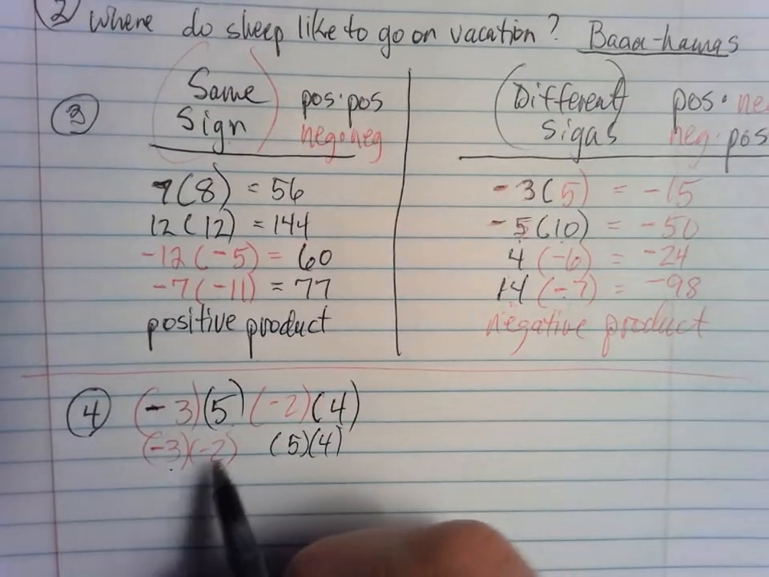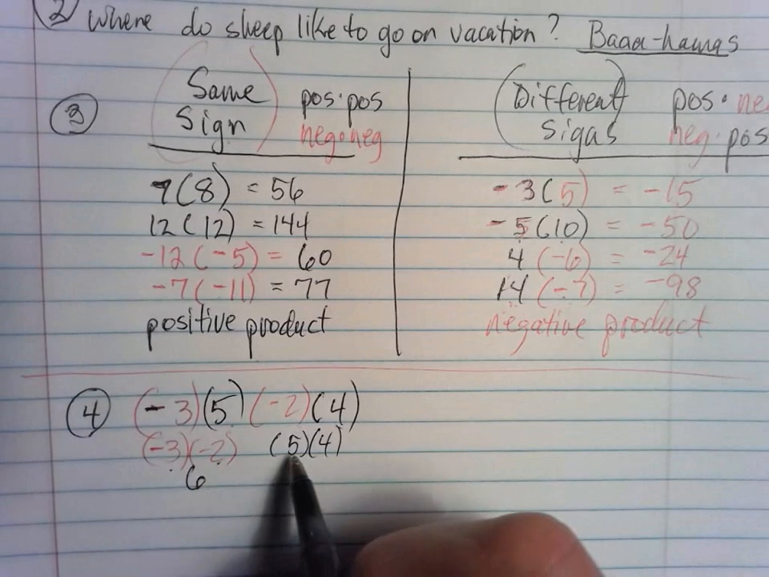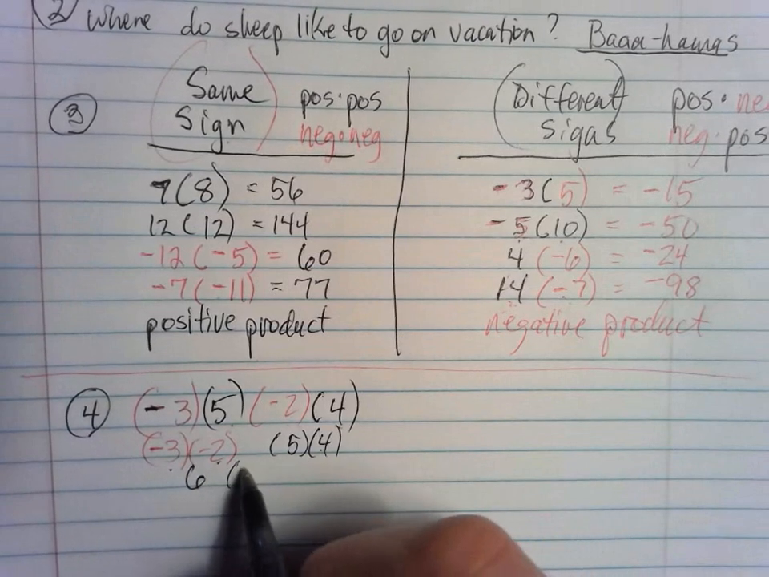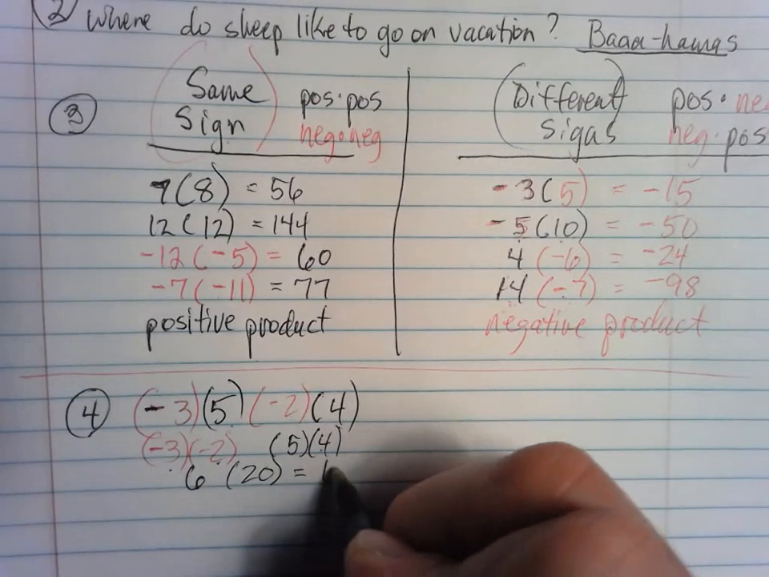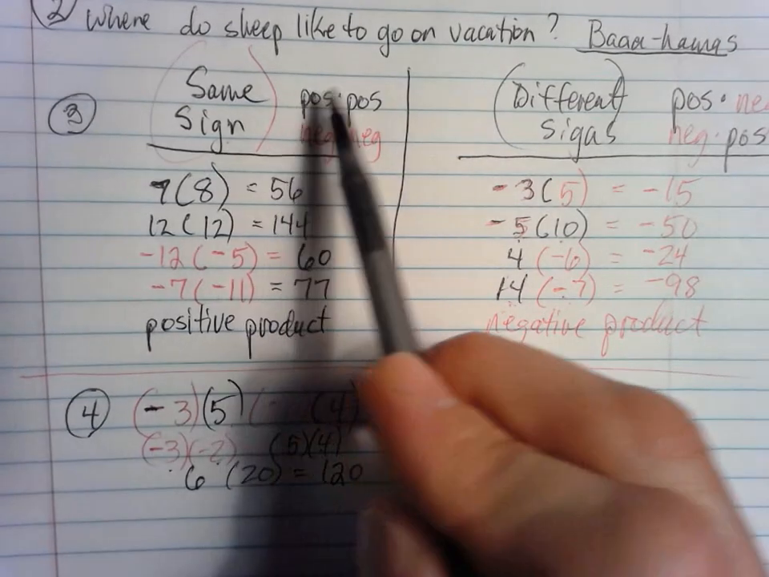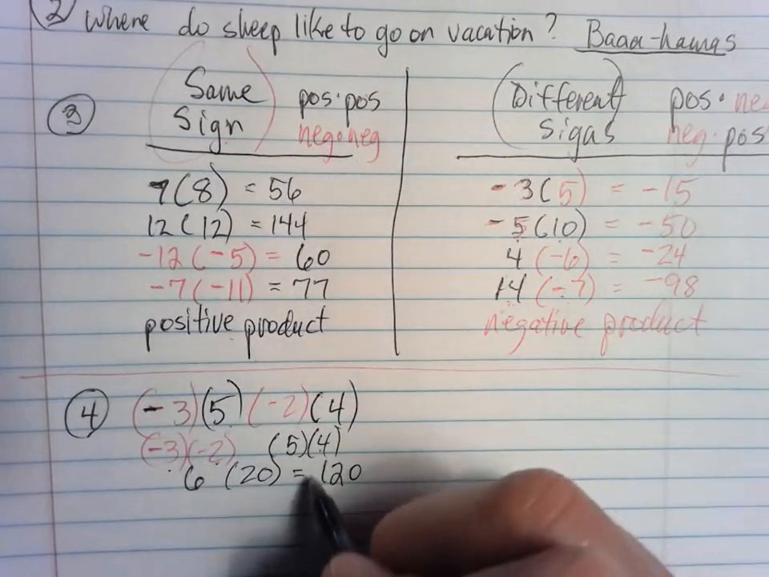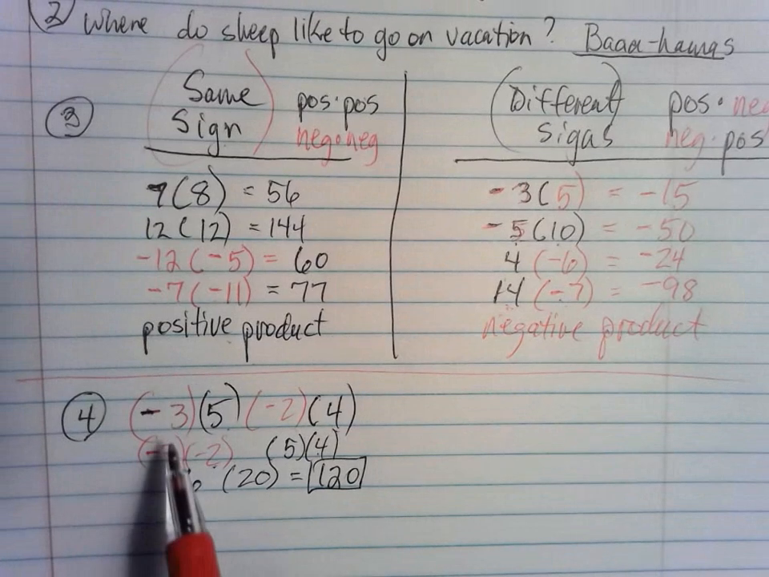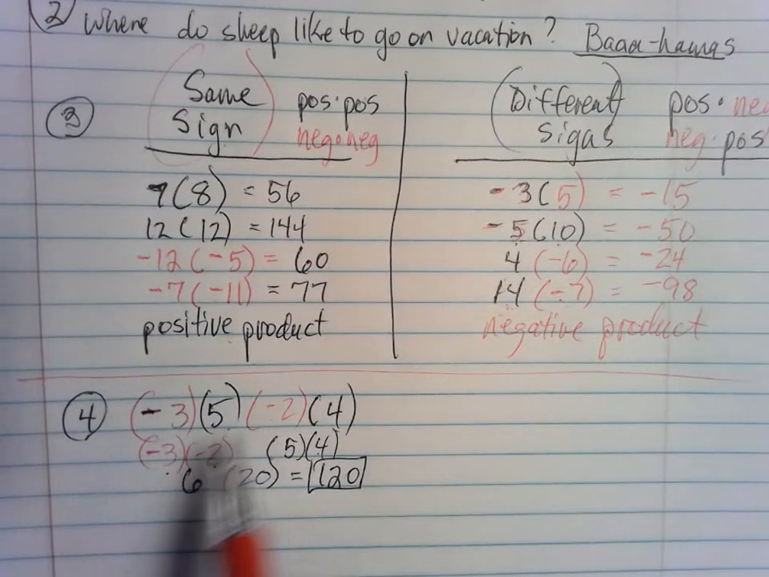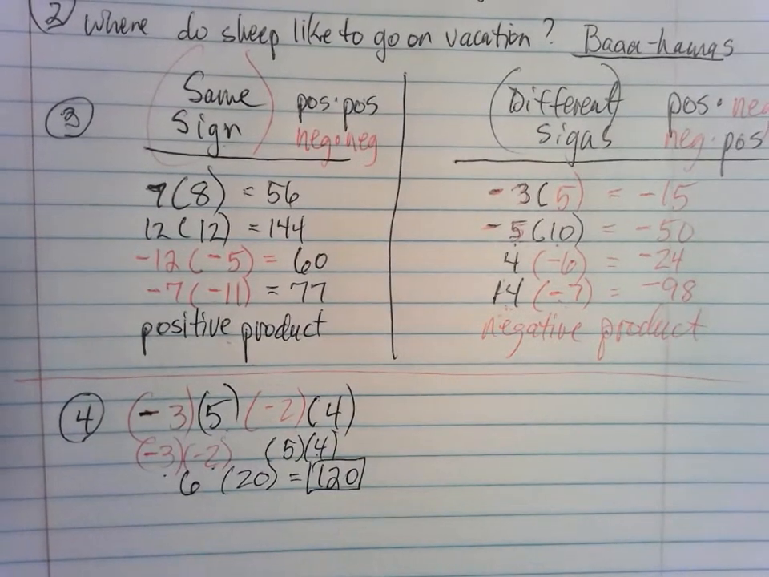So negative 3 times negative 2 is 6. Of course, 5 times 4 is 20. And then when you get done, you just do 6 times 20, and that's going to be, of course, a positive, because a positive times a positive gives you a positive product. And so that would be 120. Okay, so I'm going to encourage you to multiply the negatives together, multiply the positives together. Kind of do it like that.